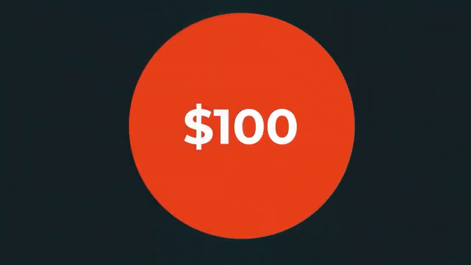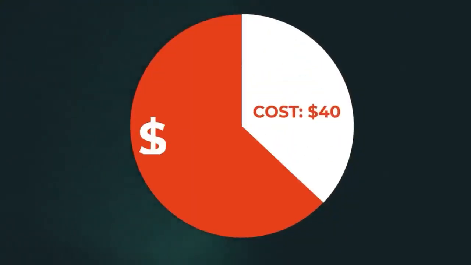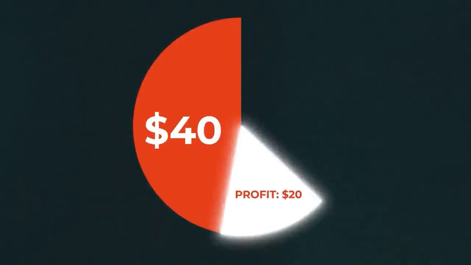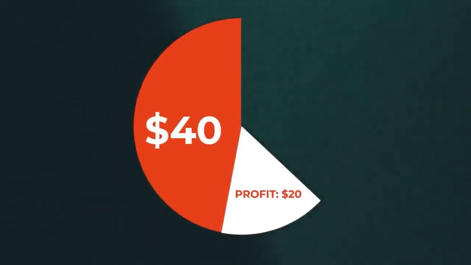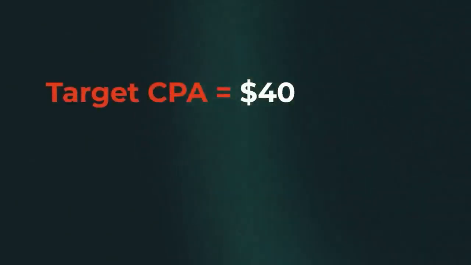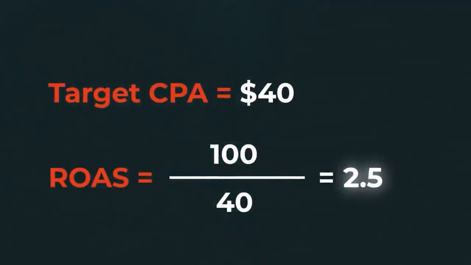But basically what we want to do is find, let's say we're selling a product for $100. Then it costs us $40 to get it to the customer. We have $60 left over. Let's say we want 20% profit left over. So we'll need to minus another $20 from that existing $60 that we already had. That means we have a target CPA of $40. To turn that into a ROAS, we do 100 divided by that $40, which equals 2.5.